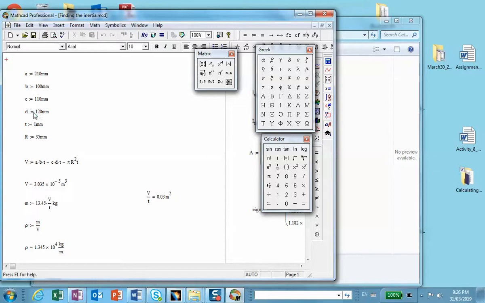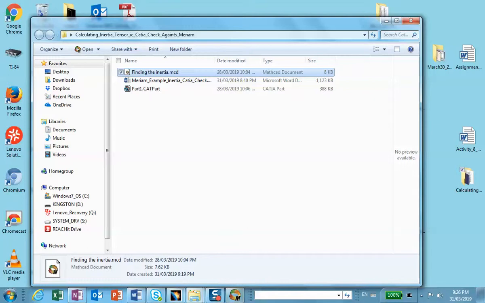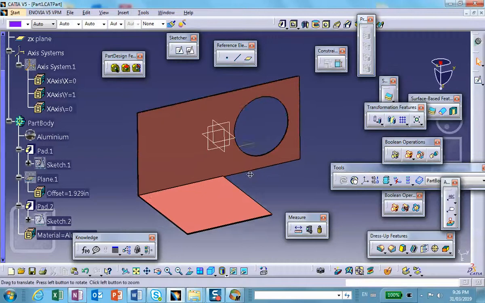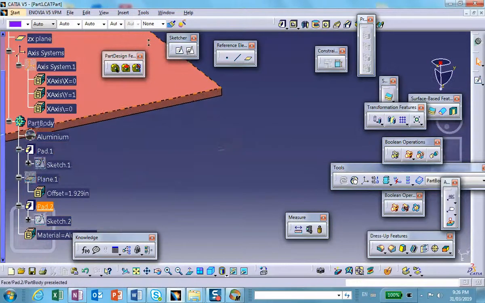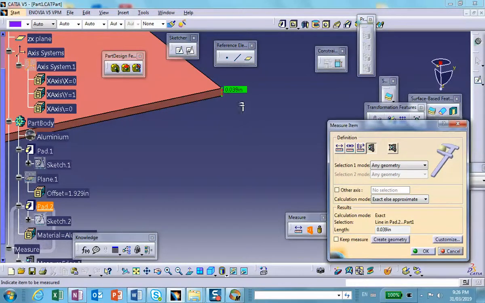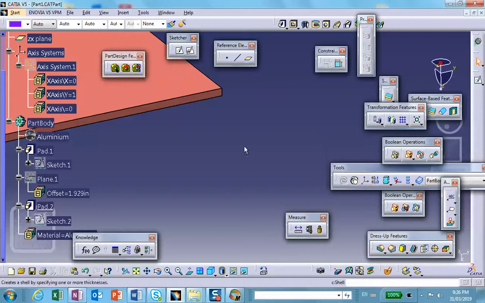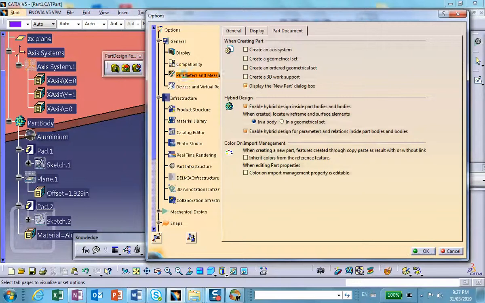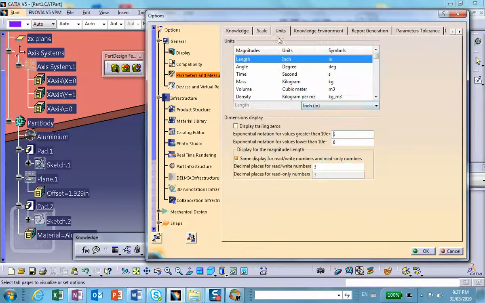We have, here's the Catia file. As a matter of fact, let's go ahead and measure that thickness to see what I've used. So, measure this. 0.039 inches. Okay, so, let me change my length units to millimeters. So tools, options, parameters and measures, units, and change the unit to millimeter. Okay, now let's measure it. 1 millimeter. All right, very good.